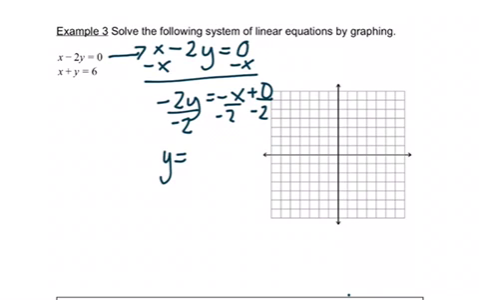So -x divided by -2, I'm going to write that as 1/2 x. Negative divided by negative makes it positive, and 0 divided by anything is just 0. So this line has a y-intercept of 0 and a slope of 1/2. So I'm going to start right in the middle of my graph at 0, 0. I'm going to go up 1 and over 2, and do that a few times. I'm going to go in the opposite direction, down 1 and over 2 to the left.